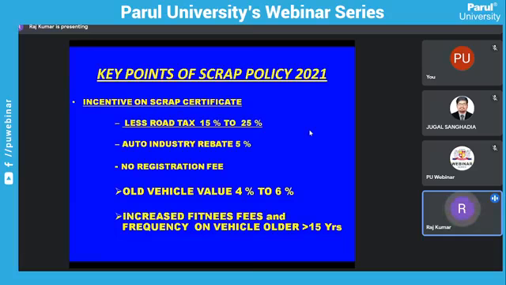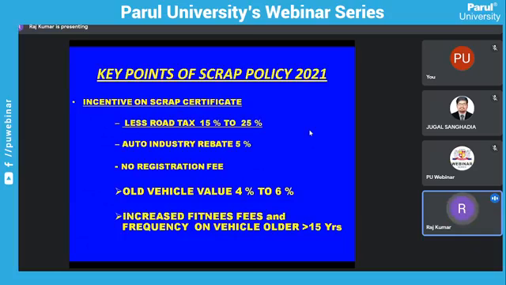And the auto industry, from where you are purchasing a new vehicle, will also give you a 5% rebate on the selling price. Of course, there will be no registration fees. To increase the sale of new vehicles, 4 to 6% more incentive will be given on the sale of vehicles.